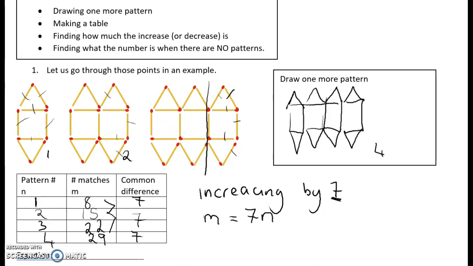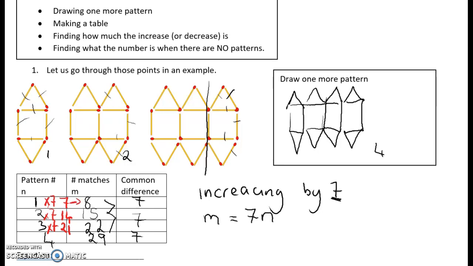Now let's just see what actually that is. So if I have my term number as 1 over here, and I am timesing that by 7, I get 7. If my term number is 2 and I'm timesing that by 7, I get 14. And if my pattern number is 3 and I'm going to times that by 7, I get 21.